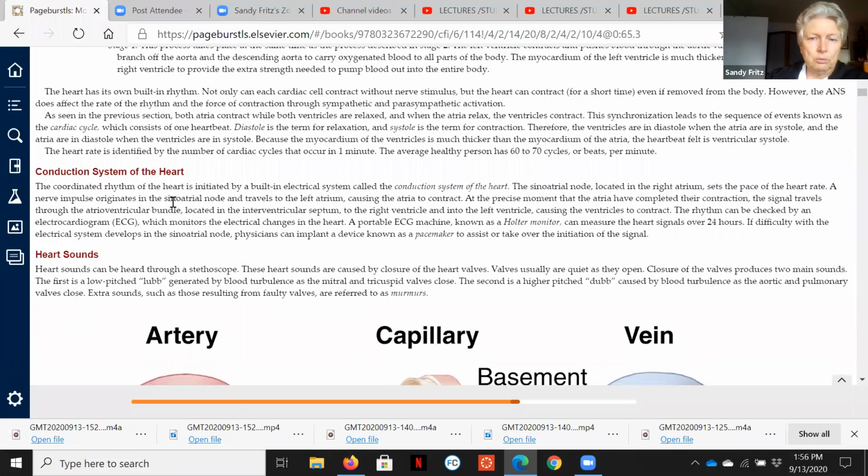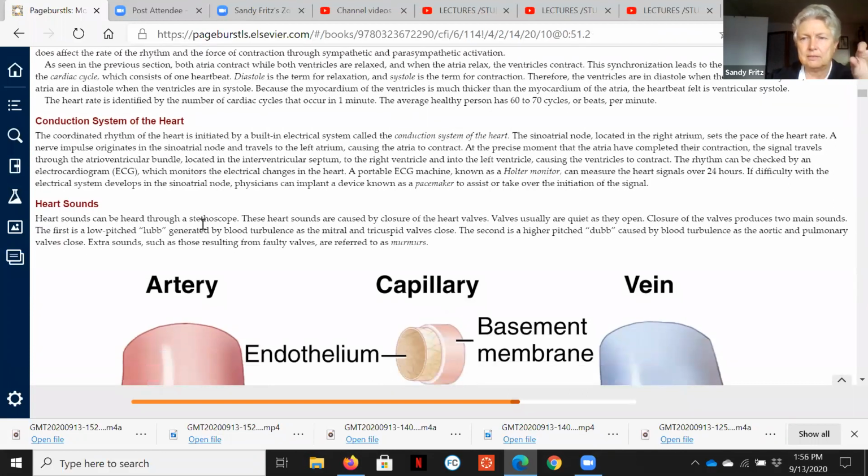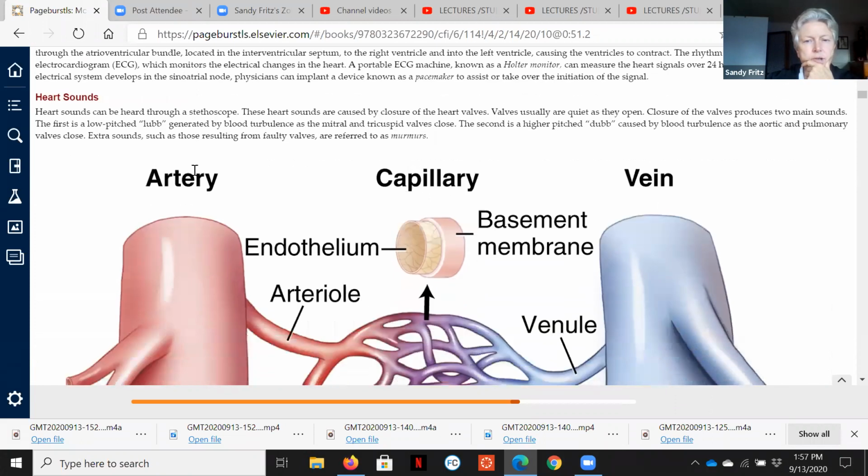We need to know how the electrical system of the heart functions. And that can go a little haywire. Sometimes people have to have a procedure called an ablation to make sure that some of these overactive electrical cells in the heart aren't causing an irregular heartbeat.